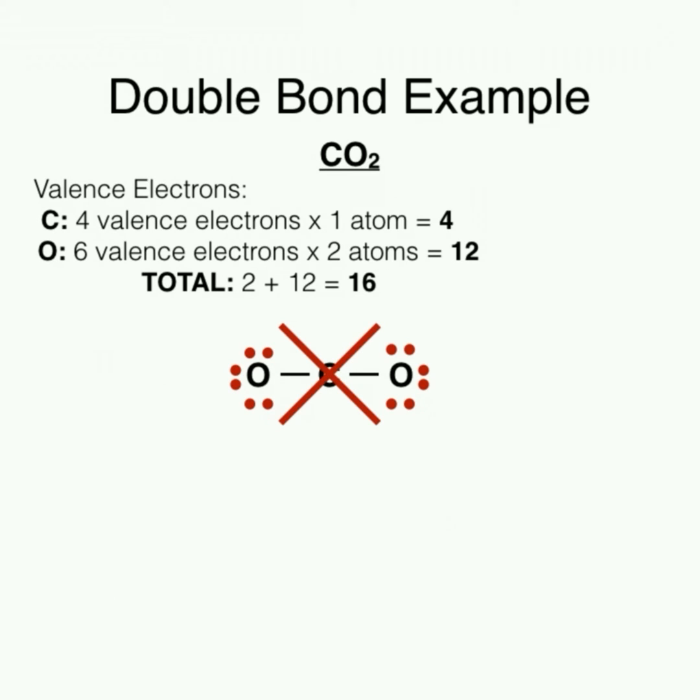In this case, a double bond will be needed. In adding a double bond, the carbon now has 8 electrons, as well as both oxygen atoms.